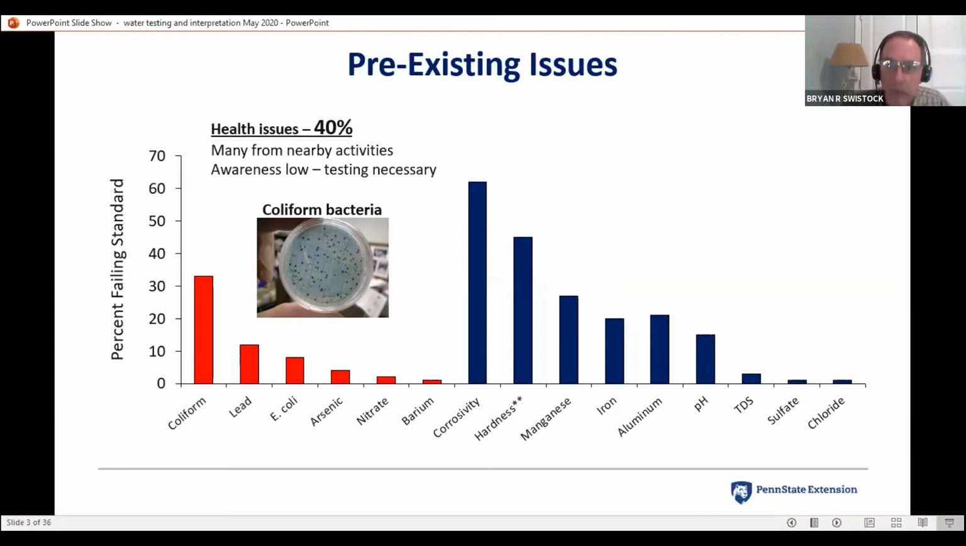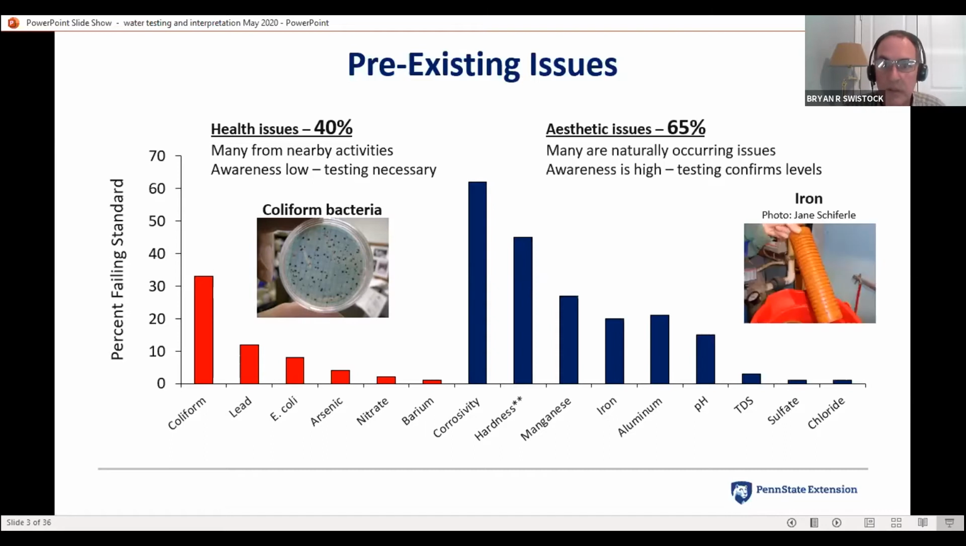We could put a whole bunch of other red bars in there, less than 1% for things like pesticides and volatile organics. Mainly these are things that are coming from activities. Some of them can be naturally occurring, but they're often from nearby activities. And another significant component of those is a lot of these health-based pollutants don't have any symptoms in the water. They don't smell, they don't taste. And so the only way you know that they're there is to test. And because of the lack of testing, sometimes the awareness of these tends to be very low.